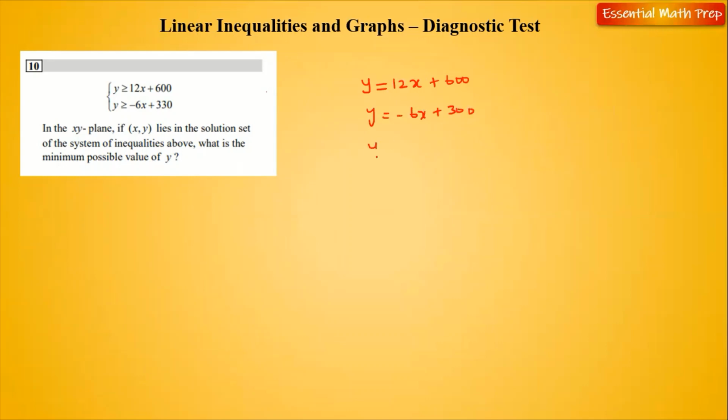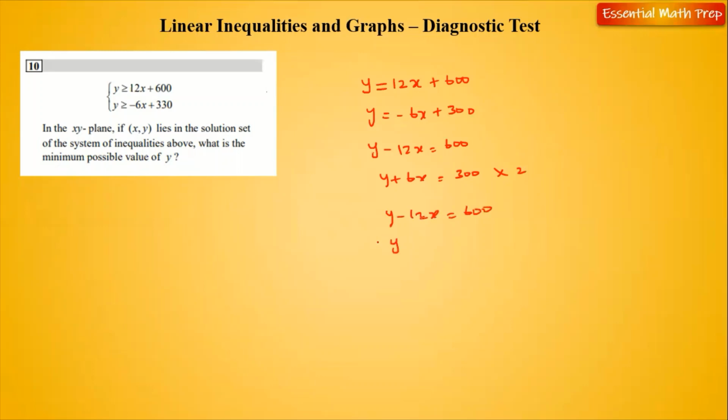So let's do it this way. y minus 12x equals, I'm just shuffling terms. So y plus 6x equals 300. What if we multiply this equation by 2 so we can get rid of the x? So it's y minus 12x equals 600.